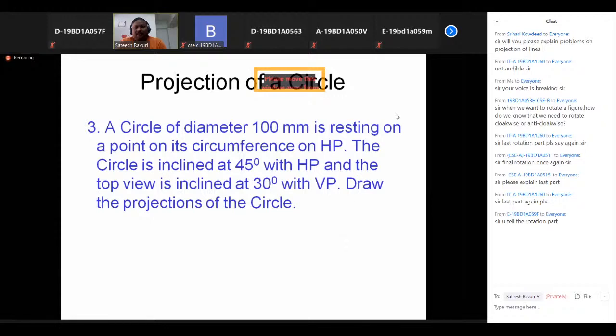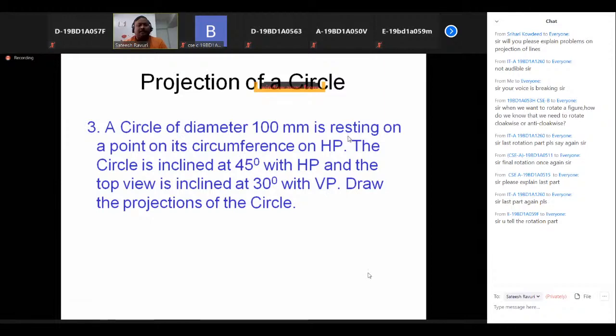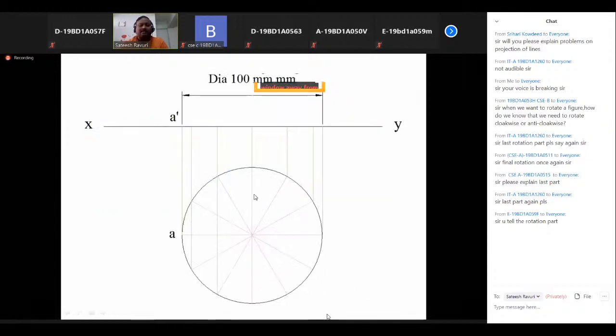Are you getting it? The reference is an edge of the pentagon, that is okay, but the edge of the pentagon is not at all there on HP. There is a gap of 15 mm. But now the reference point is given for a circle plane here in this problem. The reference is a point on the circumference of the circle, but it is completely on the horizontal plane. So this is how it is.